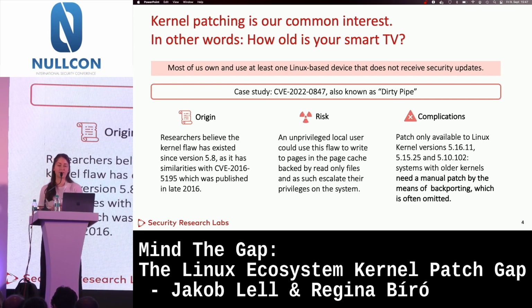This is the privilege escalation vulnerability that I mentioned in the previous slide, also known as Dirty Pipe. It was only published this March, but it's believed to have existed for the last 6 years. It is very similar to a CVE that was released in 2016. Now, what are the complications? The patch for this vulnerability is only available for Linux kernel versions 5.16.11, 5.15.25, and 5.10.102. But there are many old systems that run on older kernels at the moment. Your smart TV might be one of them.